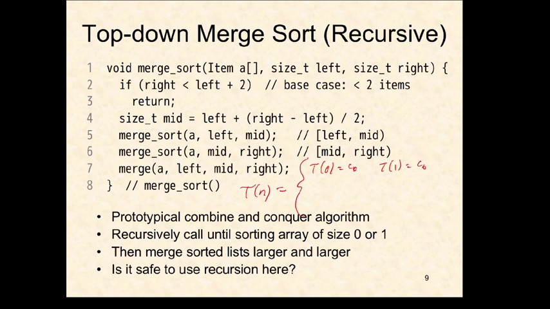I've got 2 recursive calls. Each of them is size n over 2. And the integer division will take care of it. Now, they could be off by 1. I could have a region of size n over 2 floor and a region of size n over 2 ceiling. If n is even, they're both 4. If n is odd, one is 3, one's 4. But that's a little too complicated. Let's just say n over 2.